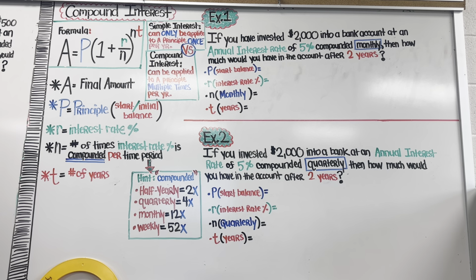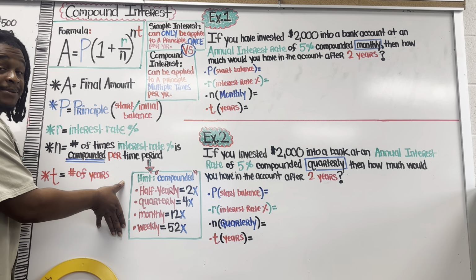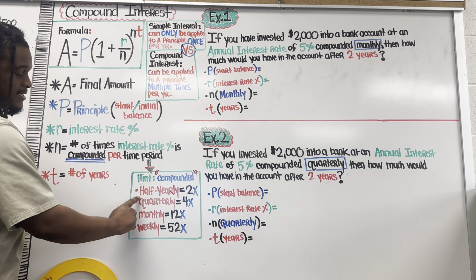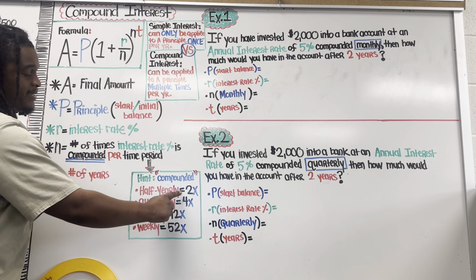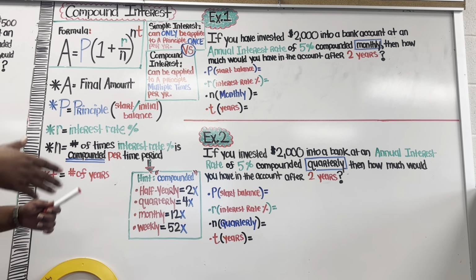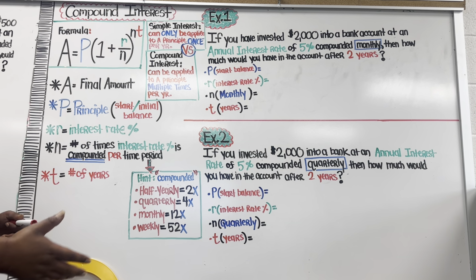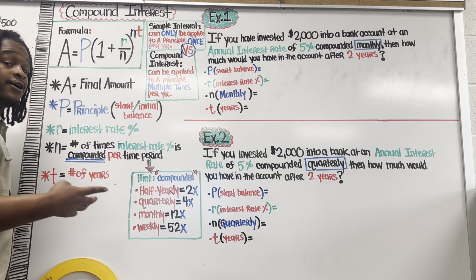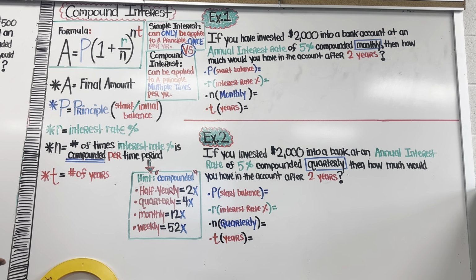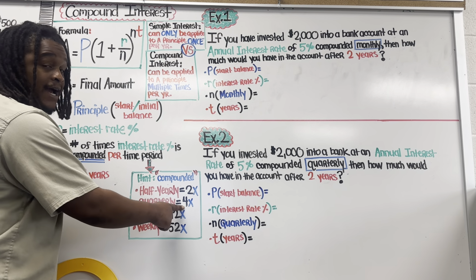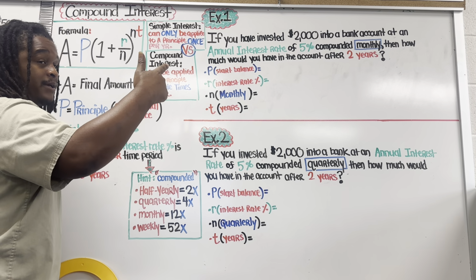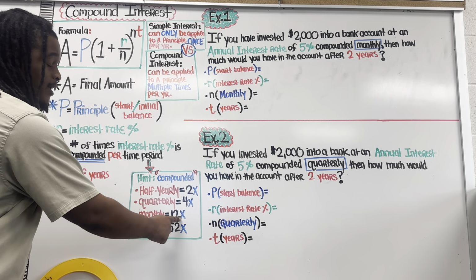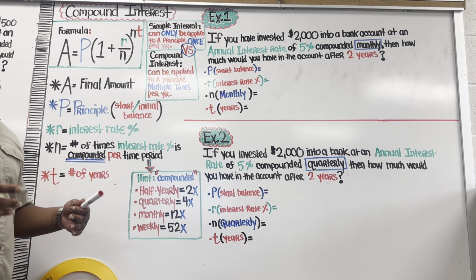Now, let's get to the different ways that an investment or debt can be compounded. Let's say that it was compounded half yearly. That means twice per year, that every half of a year is going to get compounded. Let's say that it's compounded quarterly. There are 4 seasons in a year, so it will be compounded 4 times: one time in the spring, one time in the summer, one time in the fall, one time in the winter. Monthly is 12 times because there are 12 months in a year.